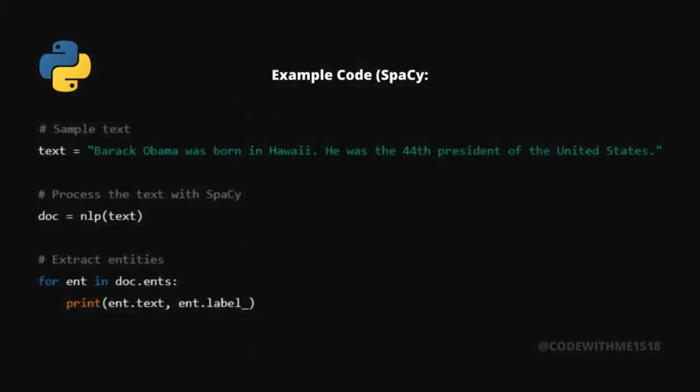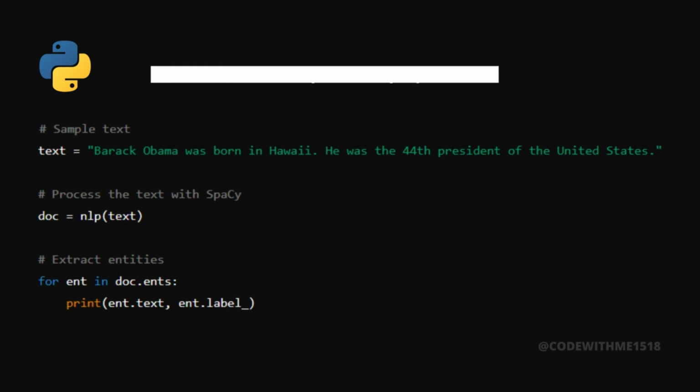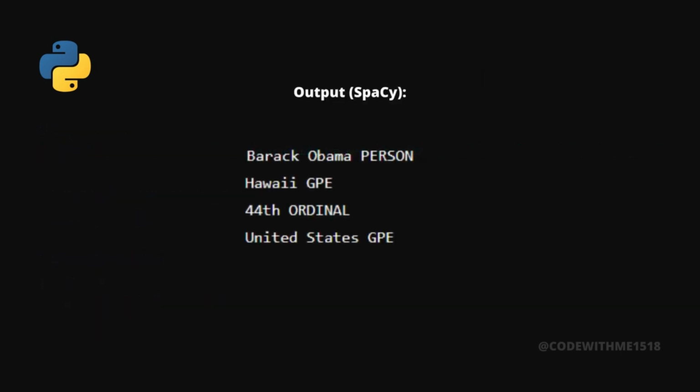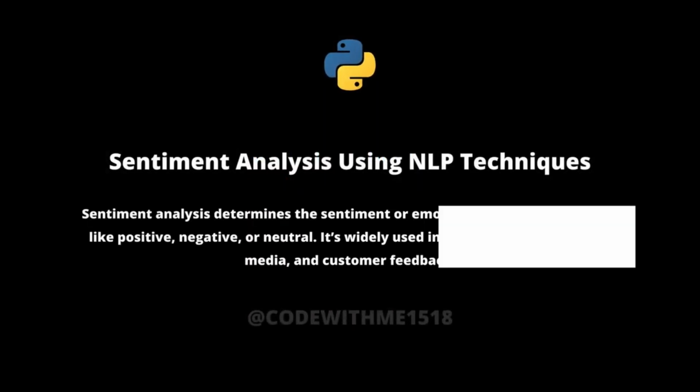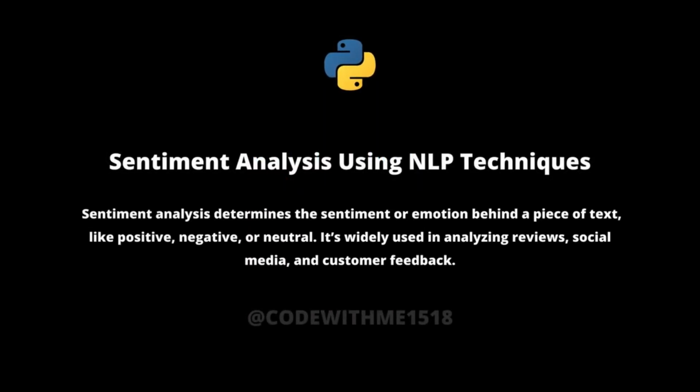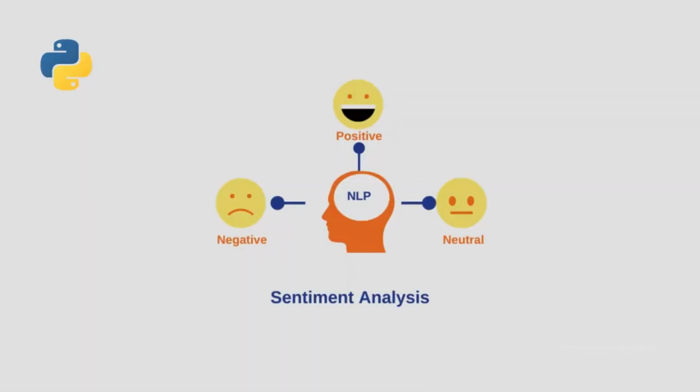Example code, spaCy. As you can see, spaCy provides a more straightforward and production-ready approach to NER. Sentiment analysis determines the sentiment or emotion behind a piece of text, like positive, negative, or neutral. It's widely used in analyzing reviews, social media, and customer feedback.